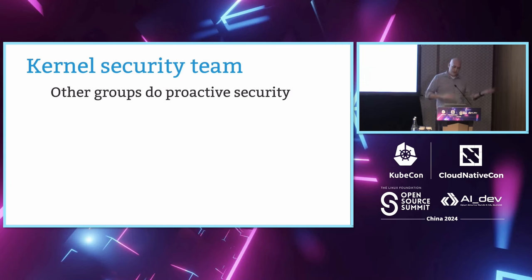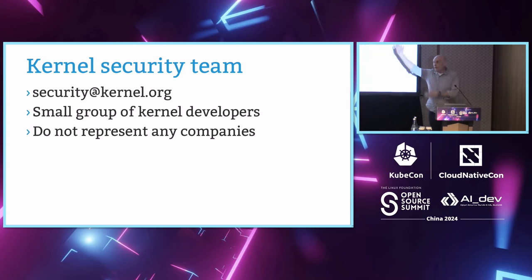That's proactive. We're reactive. We're a mailing list. We're an email alias, small group of kernel developers. We only represent ourselves. We do not represent any company. We cannot tell anybody what we know. Our job is to fix bugs only.